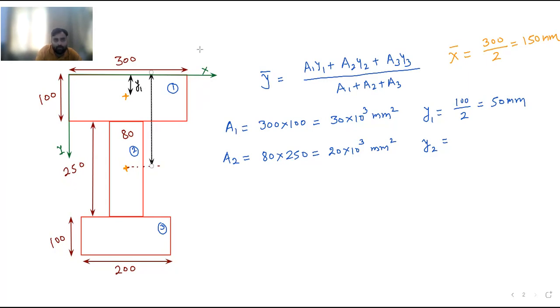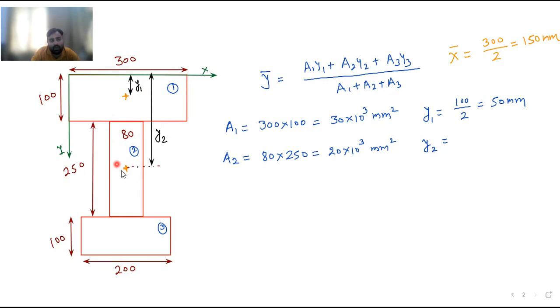This distance is y2. This total is y2. Okay. So how much is y2? y2 can be calculated as follows: this total from this point to this point is known to us, this much, it is 100. So the remaining one, this total is 250.